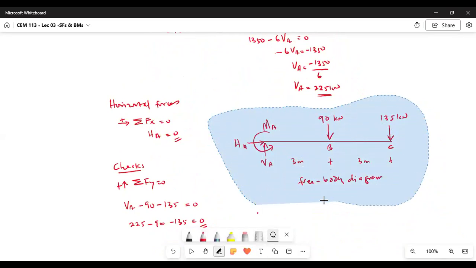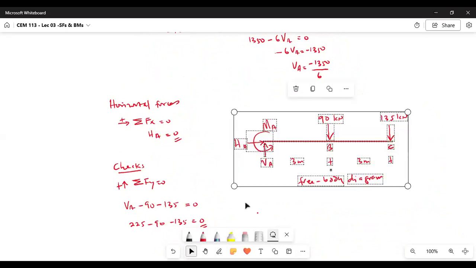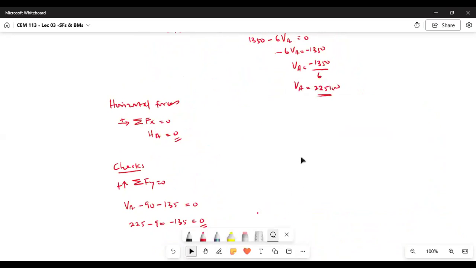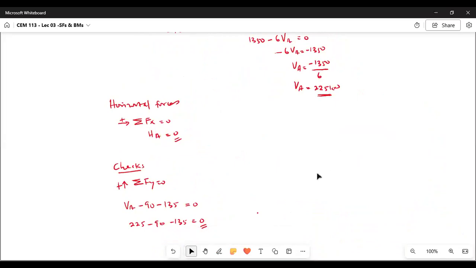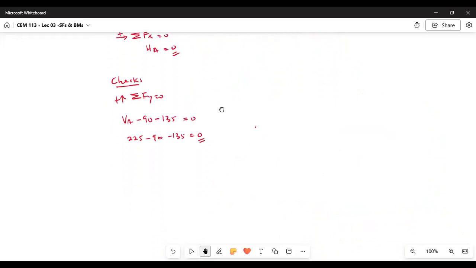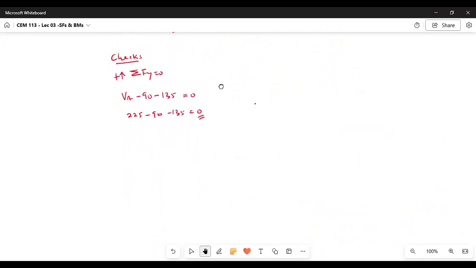So this diagram is not part. I'm just going to delete it. All right, so then we'll move to the next problem.